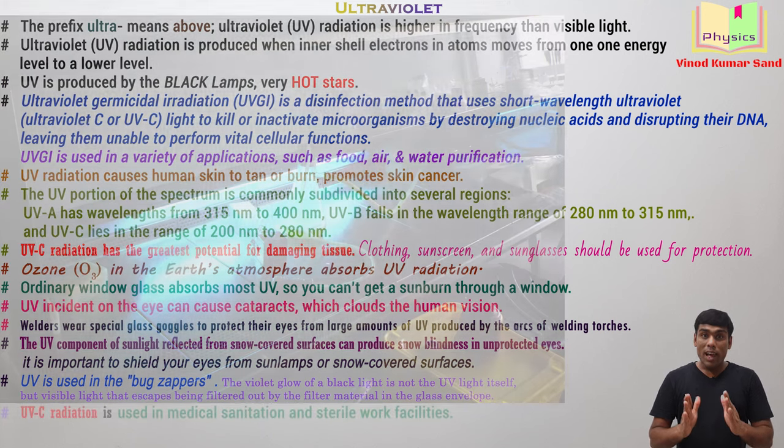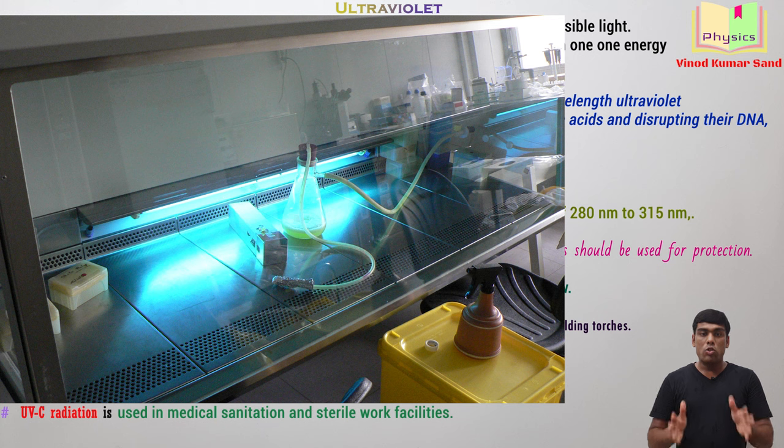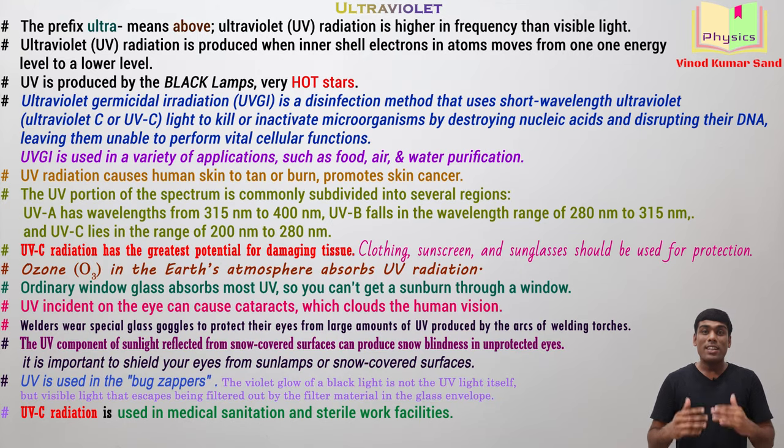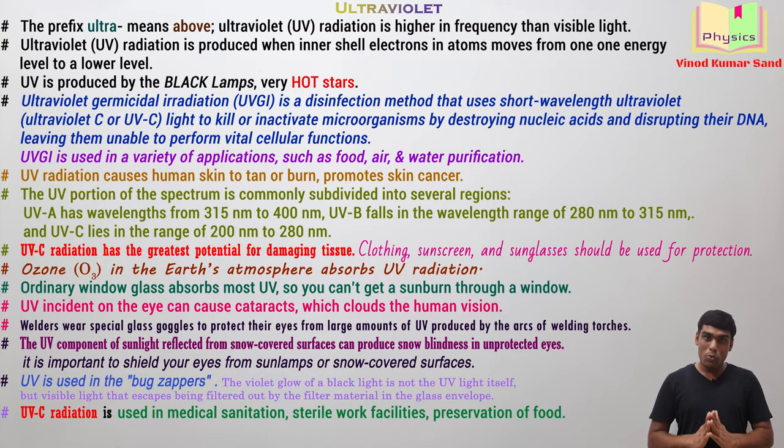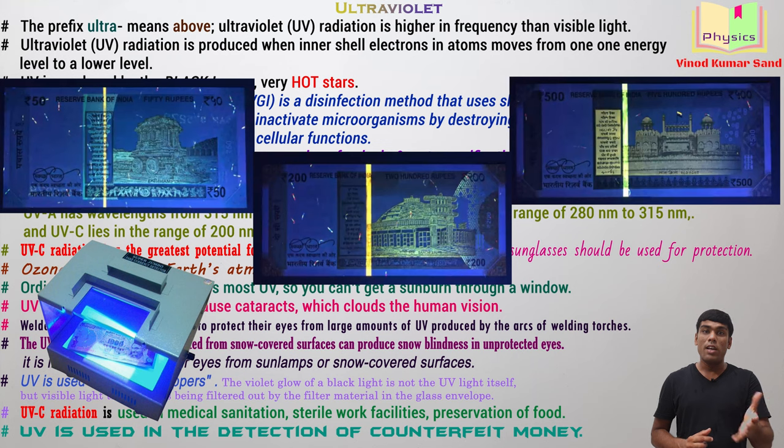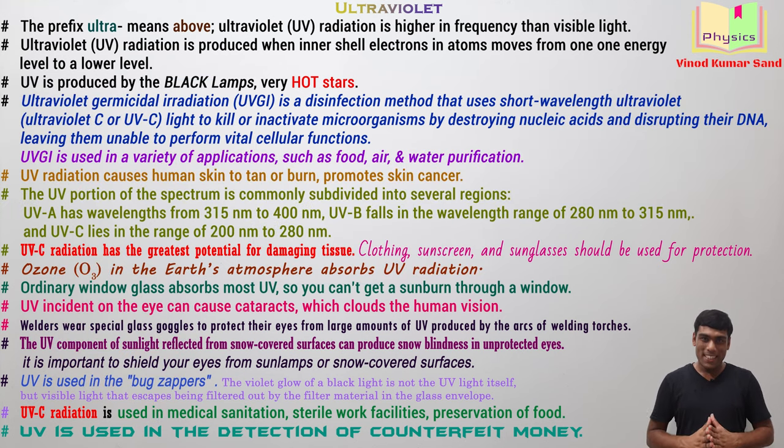The ultraviolet light is used in laboratories to kill microorganisms, and in hospitals the UV light is used for the sterilization of medical instruments or apparatus. The ultraviolet light is used to preserve food. Another application of the ultraviolet is in the detection of fake currency. So you can note down all this information, then we'll go further.